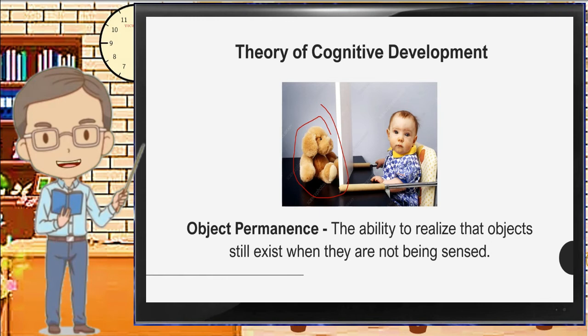Here's one example. When you were a child, you played peek-a-boo with your parents. Even though their face is hidden from you, you still know that they continue to exist. Okay, it doesn't mean that if your parent is in another room, they don't exist anymore. They are just there, but you just can't see them. Okay, that's the importance of object permanence, knowing that things exist even though you can't see them or you can't hear them.